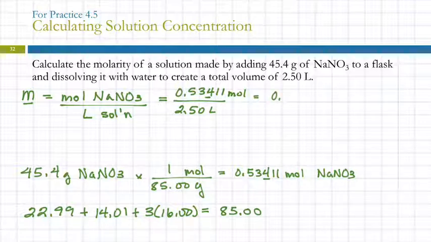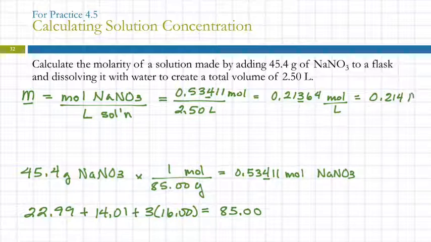And my answer here should have 3 significant figures. The units will be moles per liter. So when I round that, I'm going to get 0.214. And I can write moles per liter, or I can write capital M. Capital M stands for moles per liter. So this is 0.214 molar sodium nitrate. Any questions?